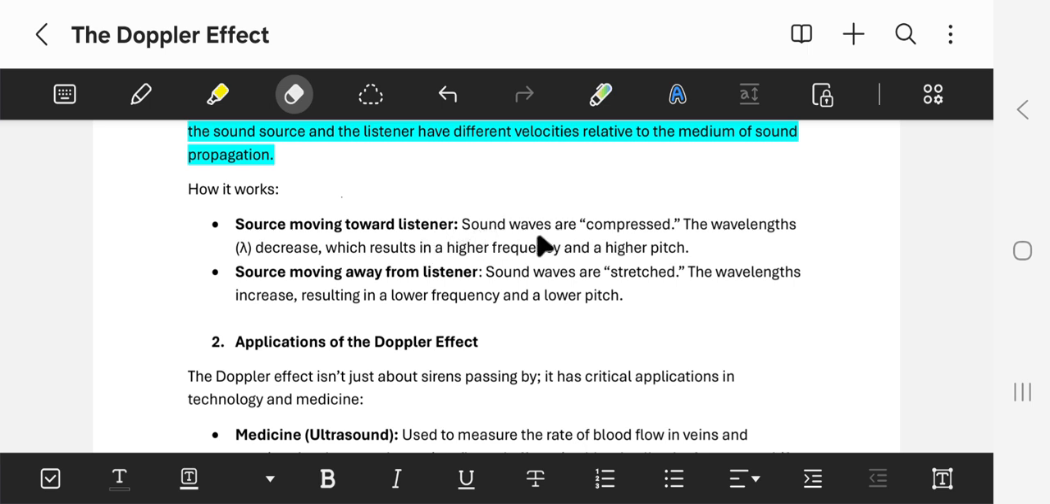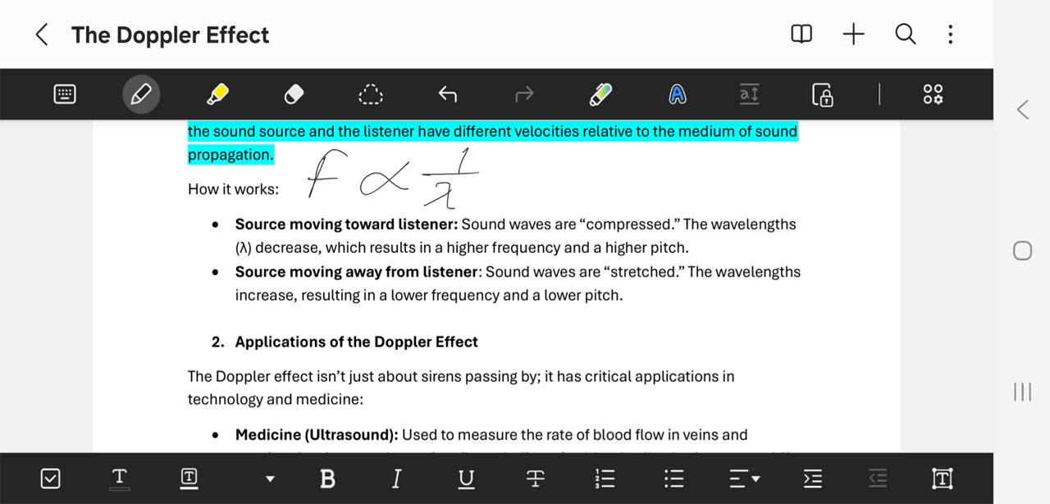So here we are going to have sound waves which are compressed, and this means that the wavelengths will decrease, which will result in a higher frequency and a higher pitch. Remember what I said initially when I introduced the video? I said when it comes to this topic, we are going to be looking at the relationship between frequency and wavelength. So this means that, guys, if we have our source of sound approaching our listener, the listener will hear a very loud sound.